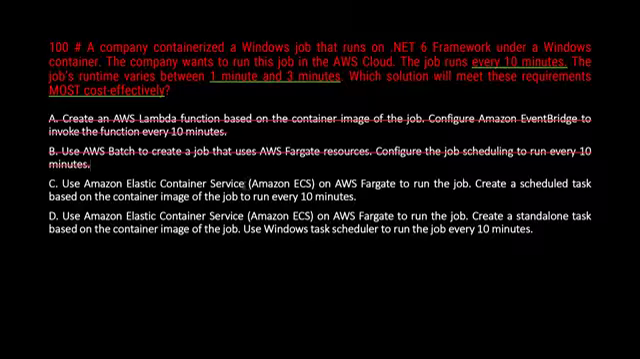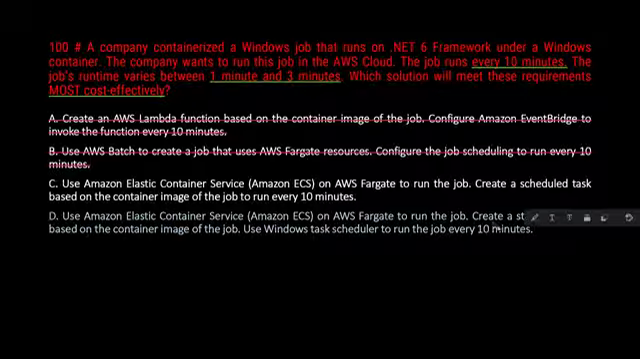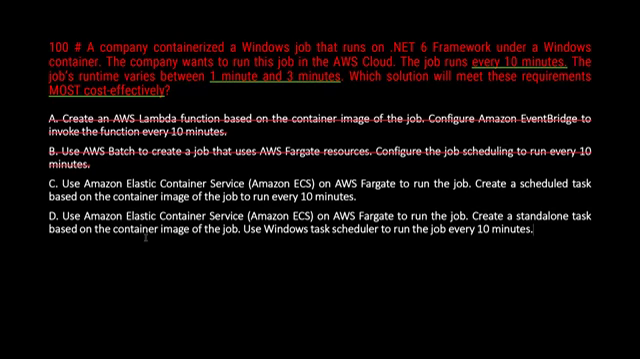Okay, so that being said, here we have these two options, almost similar. The second part: create a scheduled task based on the container image of the job to run every 10 minutes, versus create a standalone task based on the container image and use the Windows task scheduler to run this. So here you don't have to use the Windows scheduler to run it. You don't have to create a standalone task first. This is not cost effective because you are not utilizing the features that are available here.